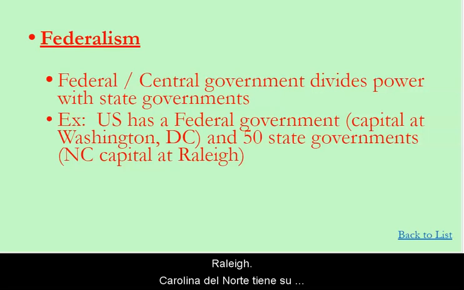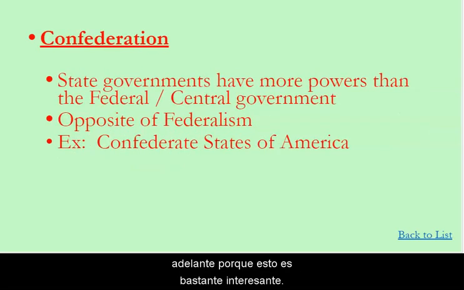North Carolina has its own legislative branch called the General Assembly, and they make state laws. And so there are some things that the federal government can do, and there are other things that the state governments can do. So government powers are divided between these two different levels of government, federal and state. We will talk about more specific examples to help you remember this and how this works a little later, because this is pretty interesting.